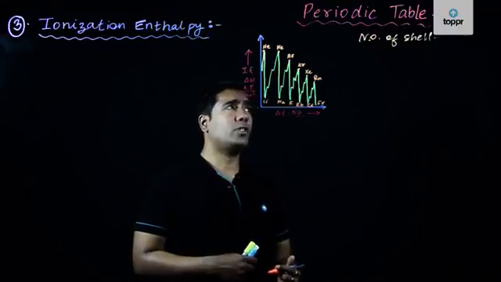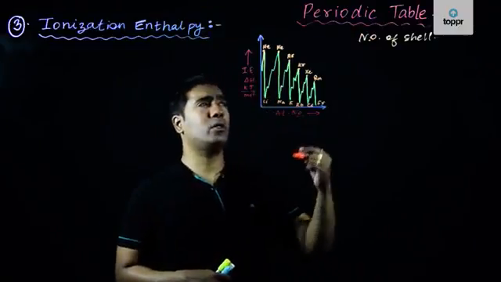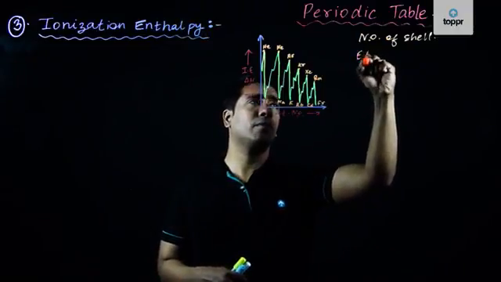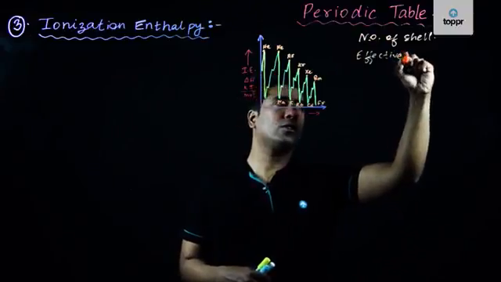After we finish the number of shells, the next factor will be the effective nuclear charge.